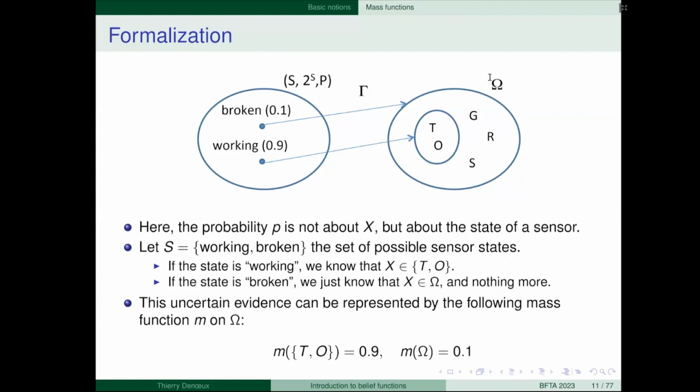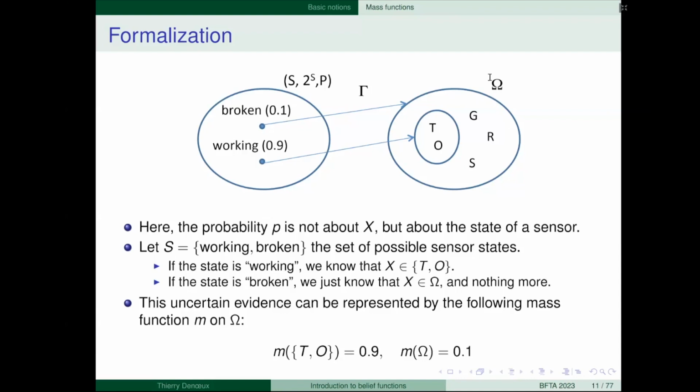Okay. So on the left, you have this set S, which is the set of states of the sensor. Either the sensor is broken or it is working. You see that we have probabilities on this set S, and not on omega.